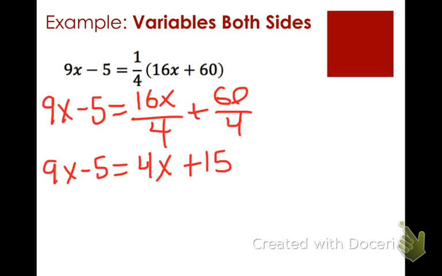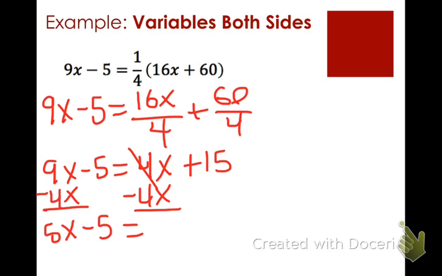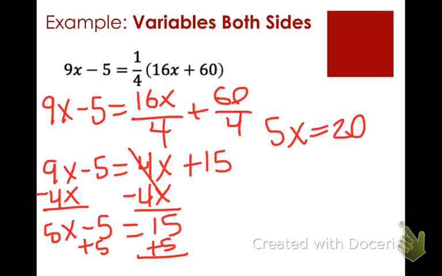And this now looks like the other example we did. So I'm going to go ahead and move the 4x over to with the 9x. That leaves me with 5x minus 5 equals 15. Add 5 to both sides, and you get 5x equals 20. 20 divided by 5 is 4. Now, just to make sure, I want to check.